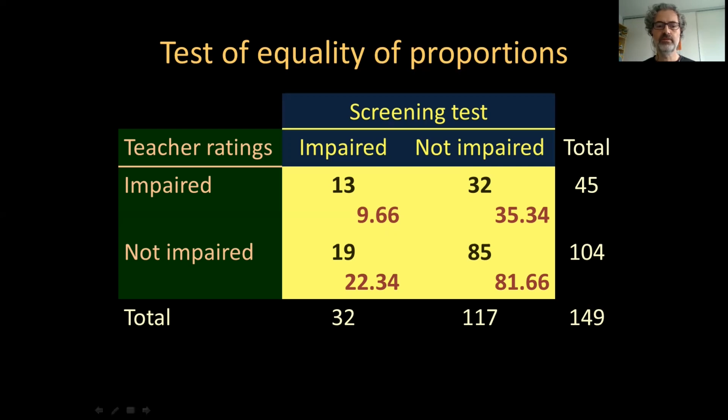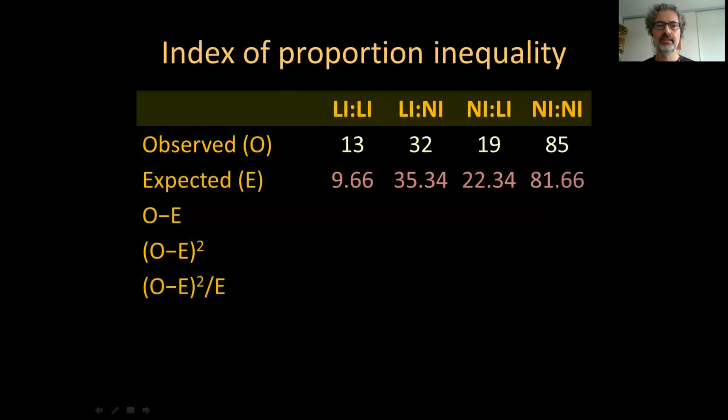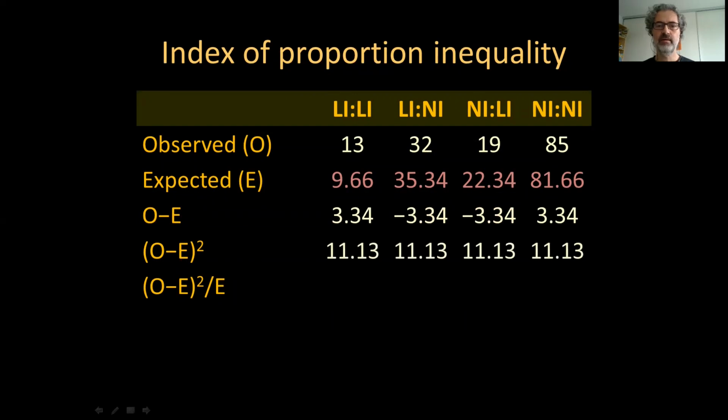We can now go on to our familiar table to calculate our index of proportion inequality. We just list the 4 cells as if they were independent categories because each child can only be in one of them. These are the observed counts. These are the expected counts. We subtract the expected from the observed, and we multiply these numbers by themselves and divide by the corresponding expectation.